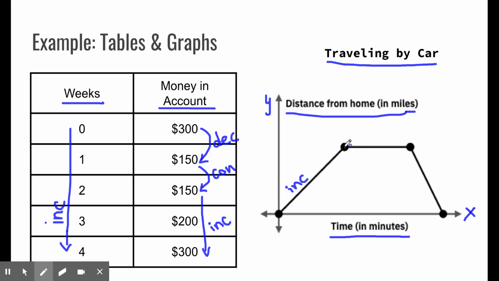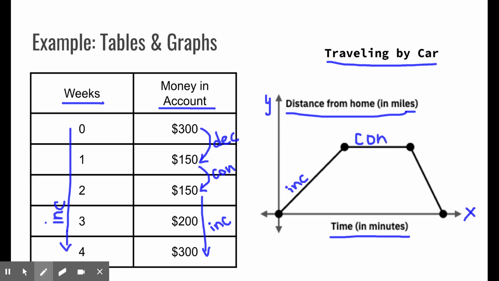Until at least we get to this point, and then we can see it flattens out. Well, what does that mean? Well, time is still increasing, right? We're still carrying on from left to right along the x-axis, getting further and further along in time. So time is still increasing, but now the distance from home, that y value, is constant. It's not changing. It's staying at exactly the same location. So this is what a constant section of the graph looks like.